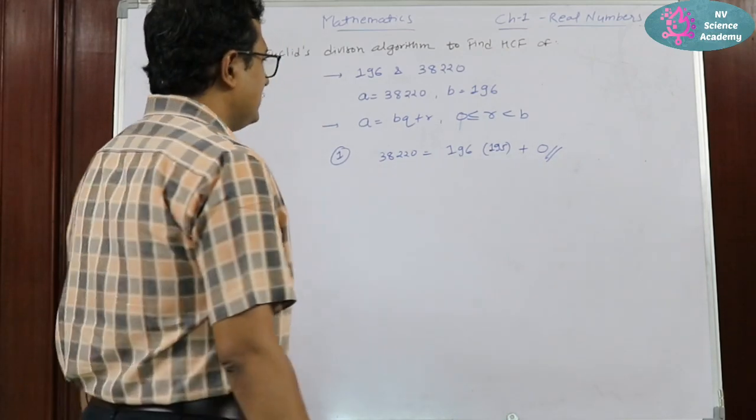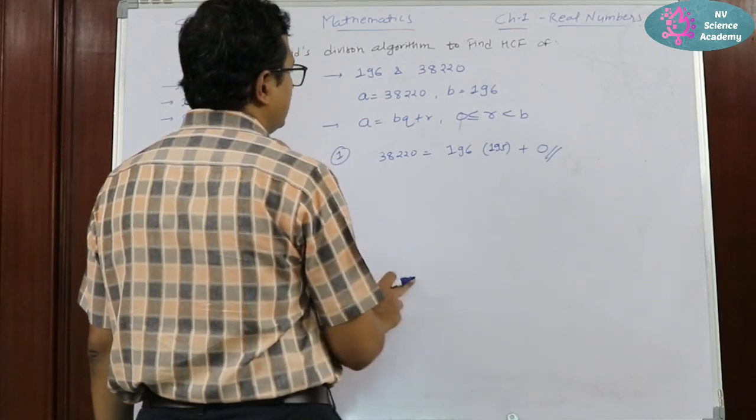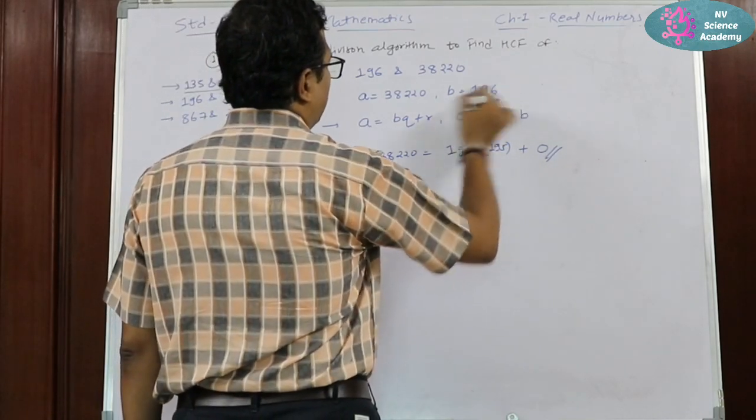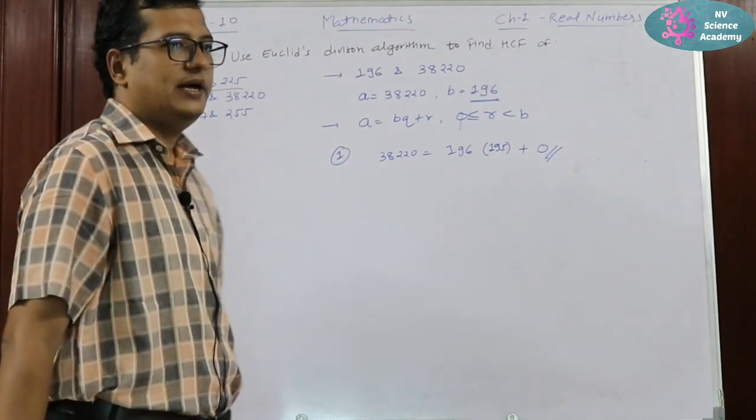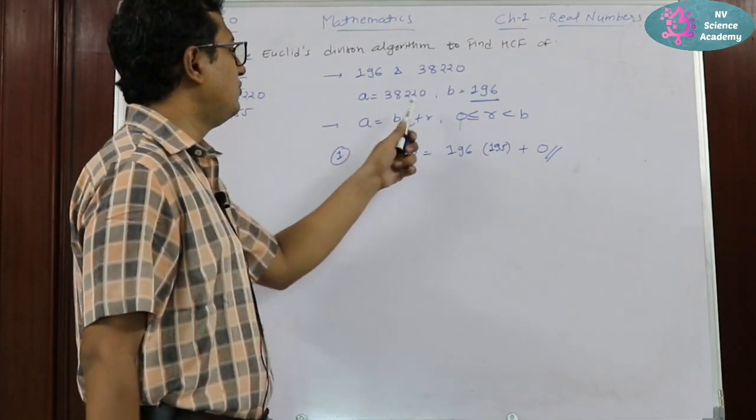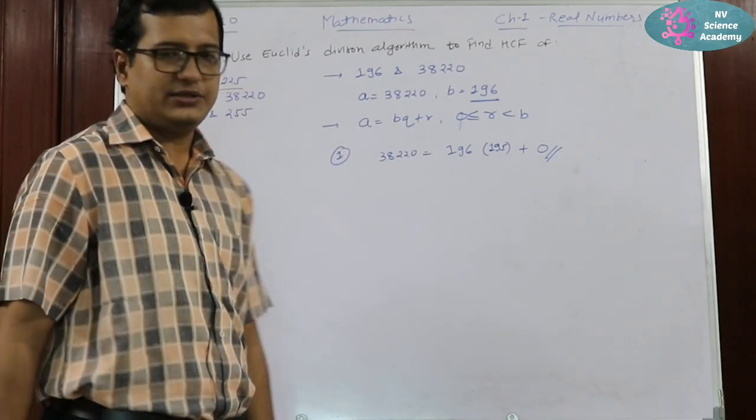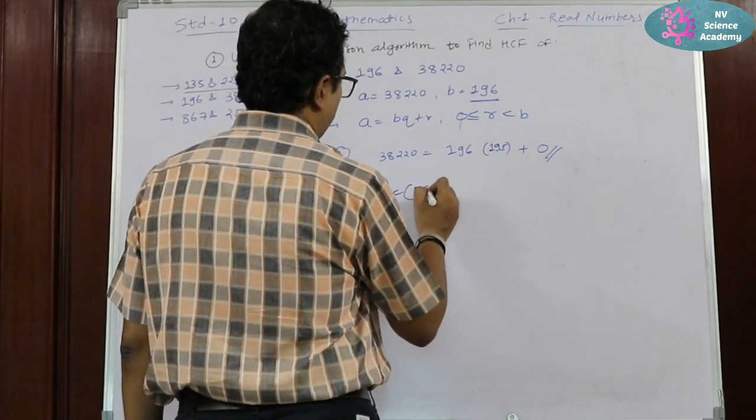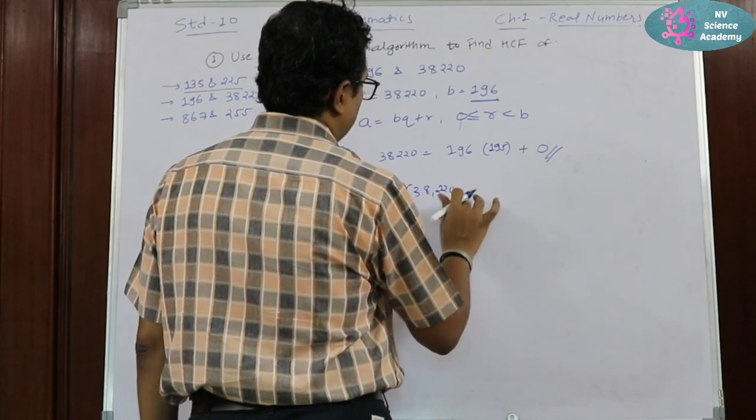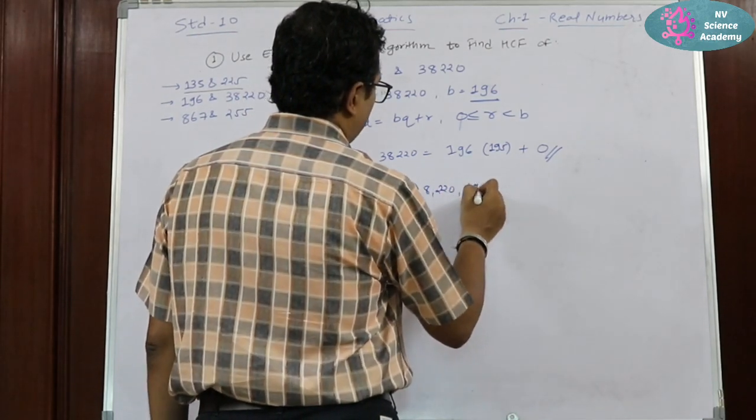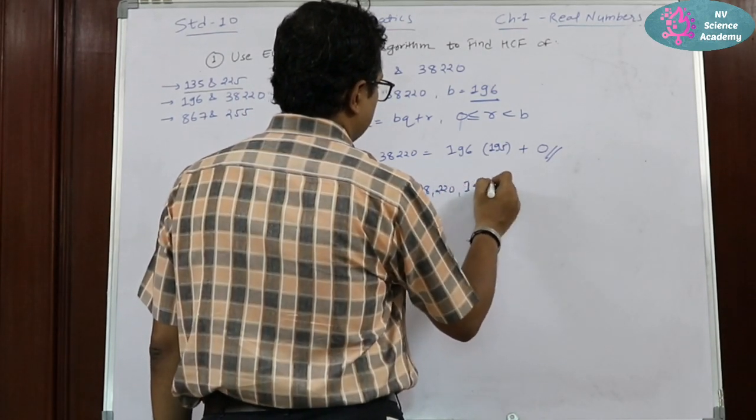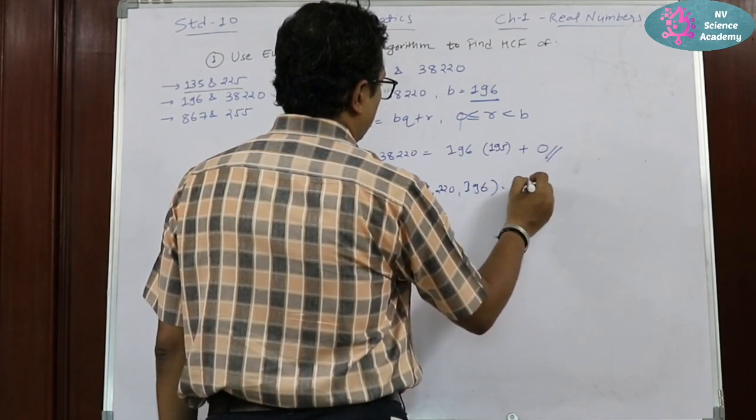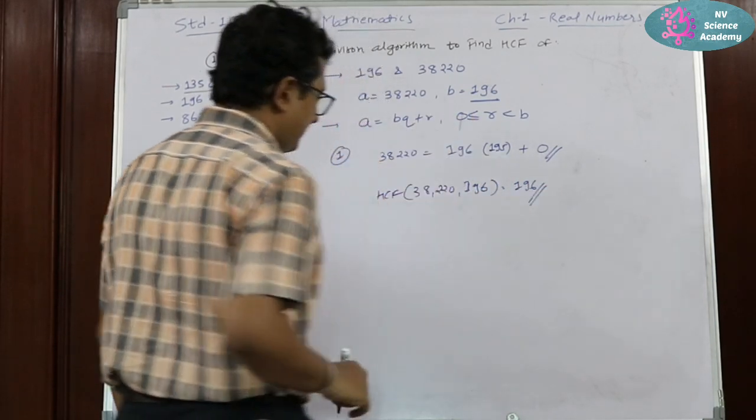So when the remainder is 0 in the first step, it means the divisor 196 itself is the HCF of 38220 and 196. So here the HCF of 38220 and 196 is equal to 196.